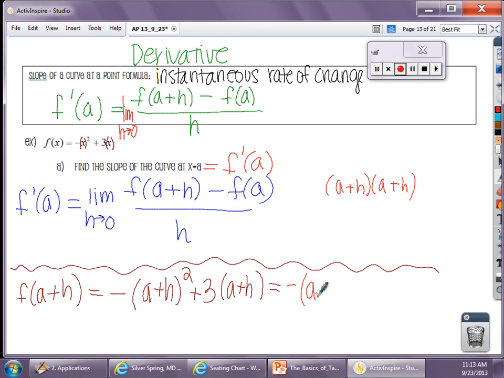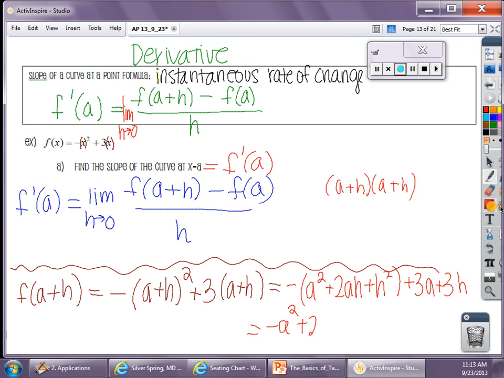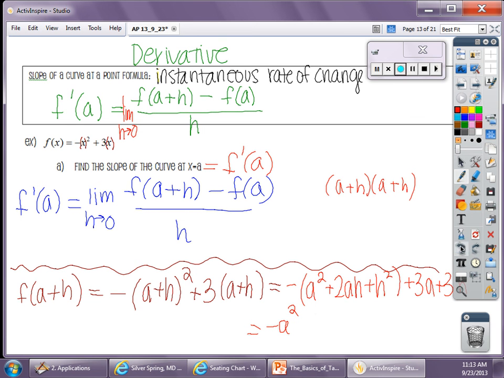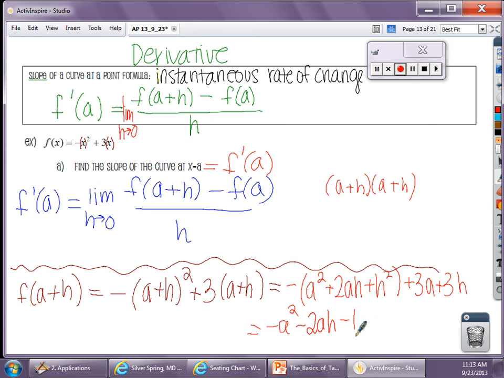Alright. A squared plus 2ah plus h squared plus 3a plus 3h, and then I guess I'll just distribute my negative. There we go. Minus a squared minus 2ah minus h squared plus 3a plus 3h. Alright. Have I lost anyone yet? Hoping you ride this knowledge train all the way to the end and don't hop off, please. Don't let me lose you. Alright.